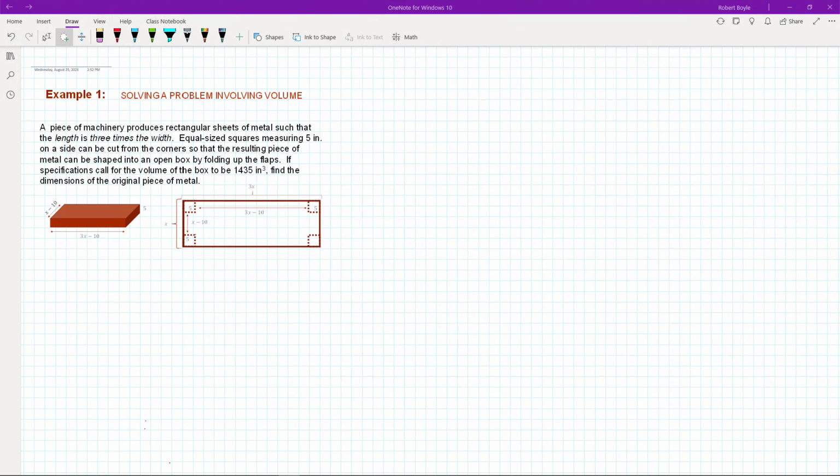Hi everybody, the purpose of this video is to go over section 1.5, and here we are going to talk about applications and modeling with quadratic equations. Yes, we are going to deal with word problems that require us to solve a quadratic equation. So let's go ahead and get started, and here's our first example.